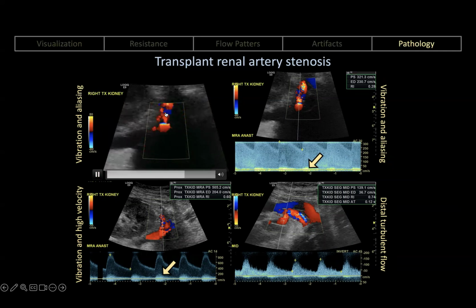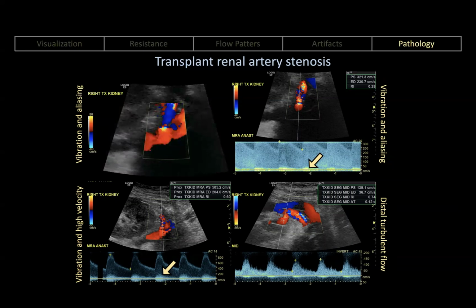We can see this color Doppler image here. We can see some aliasing going on right at the origin of the renal artery where it's turning blue right here. But we can also see this vibration artifact that's created because of the turbulence from the stenosis. Looking here on the proximal renal artery, we can see very high velocities. Here we actually have aliasing going on within the proximal renal artery, but if we look under the window here, we can see this vibration artifact occurring, pointed to by the arrow.